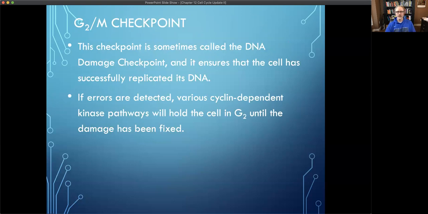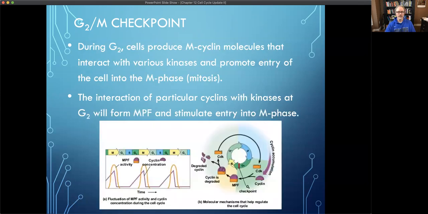Okay, so now during the G2M checkpoint, this is the damage checkpoint. Again, the cell is going to check for damage because we don't want mutant cells. We don't want damaged DNA being replicated, those sorts of things. And if any errors happen to get detected, you get a variety of CDK pathways that are going to hold that cell in G2 while you can fix the damage.